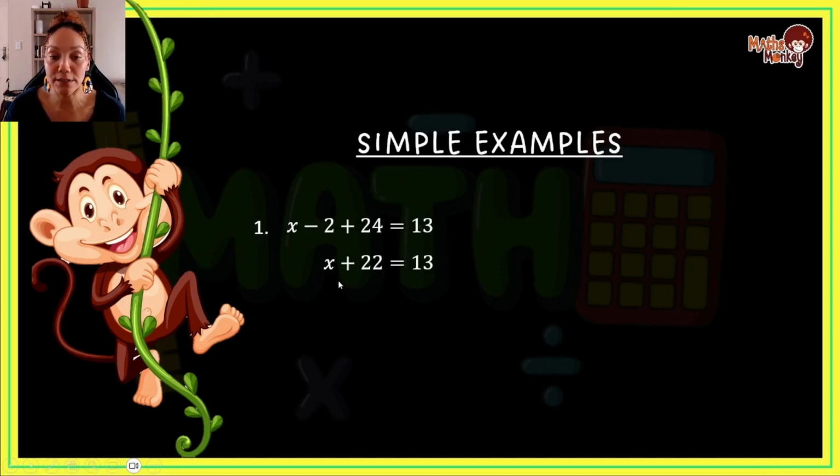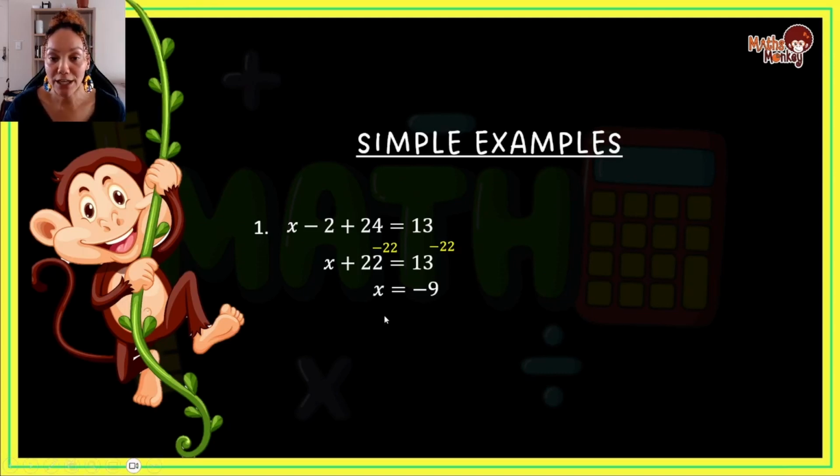Now the rule says we want to get x by itself. So whatever is with x, we want to get rid of by doing the opposite. And what is the opposite of x plus 22? The opposite of positive 22 is negative 22. What we do on the one side, we have to do on the other side, so you subtract 22 on the left hand side and subtract 22 on the right hand side, and that will give you x equals negative 9.